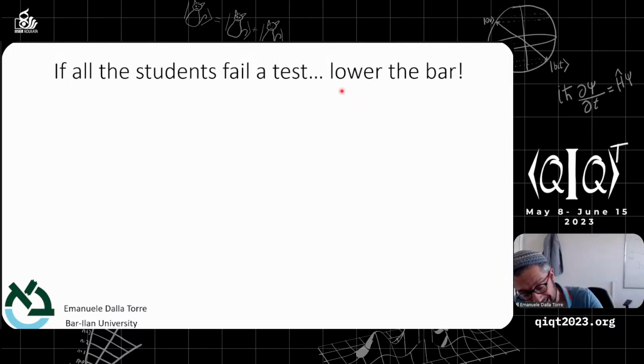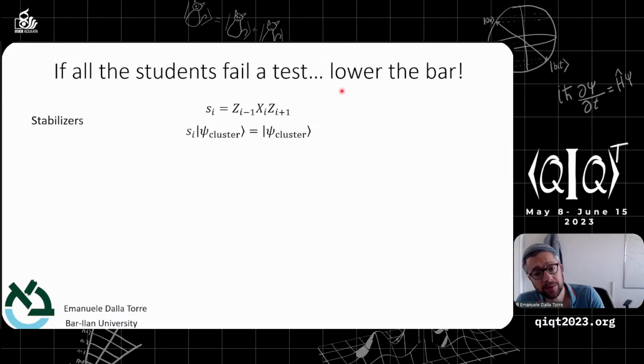But anyway, the idea was to think about another test that will be easier to cross, another violation that will be easier to cross. And it turned out that this question was actually asked, and people used the language of the cluster state. So these are called stabilizer operators.